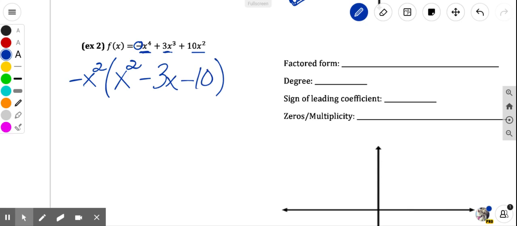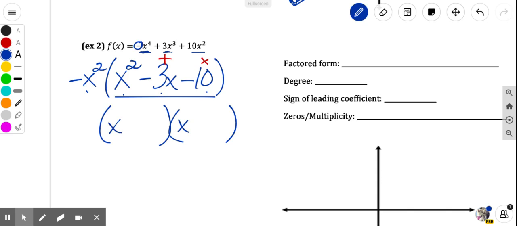Now remember, if you were to distribute this to all 3 of these, you would get back to the original. So that's how you can tell if you're doing it right or wrong. Now right here, we have a trinomial where a is 1. So we want 2 numbers that multiply to negative 10 and add to negative 3. So if you look at your factor chart, it ends up being negative 5 and positive 2.